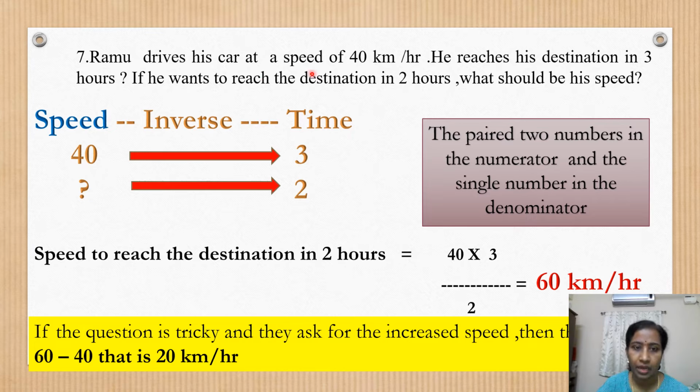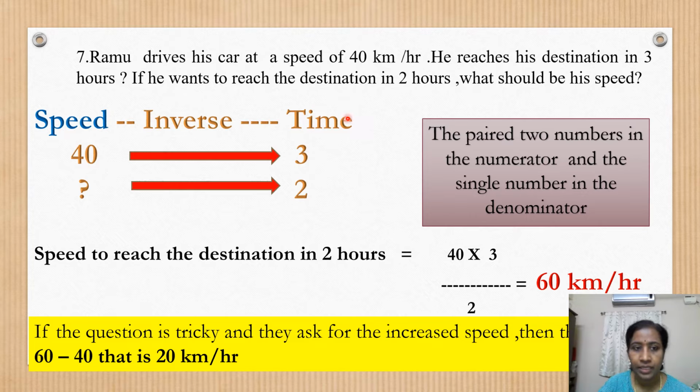Ramu drives his car at a speed of 40 kilometers per hour. He reaches his destination in 3 hours. If he wants to reach the destination in 2 hours, what should be his speed? So I'm just writing speed and time, the two variables. More speed, less time. So it is inverse. So I'm filling the values 40, 3, 2, how much, and the two straight lines connect 40 and 3. So 40 into 3 divided by the single number 2, and I get the answer 60 kilometers per hour.